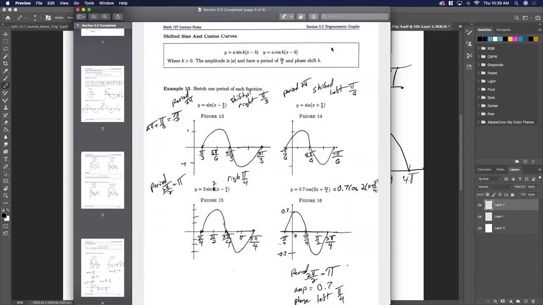Here we have our phase shift. And so here you can phase shift this. The first thing you do is you move it to the right or to the left by some amount. And here you have to be very careful that you have it in this form. If you have something that's not in this form, like this, where we haven't pulled out the 2 yet, you have to pull out the 2 first. And then we can just move it left or right, and we call this the phase shift. So shifted left, shifted right, and all this other stuff.